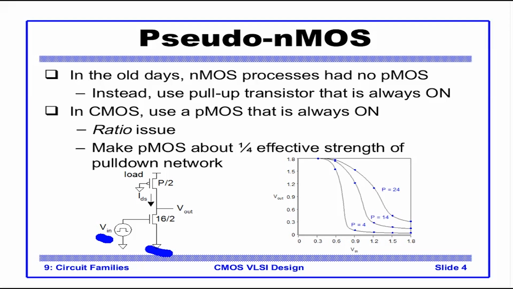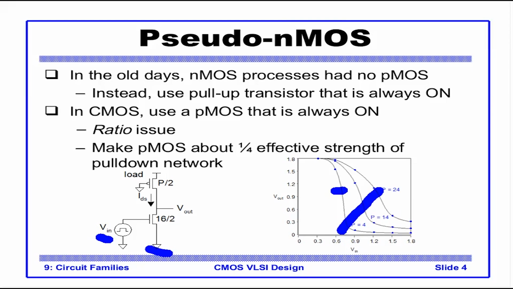As we go here, we see that the gate is becoming more and more skewed. What do we want? We want the characteristic to be as close to the unit CMOS inverter, which is this one on this side. So the rule of thumb is that we make the PMOS 1/4 the effective strength of the pull-down network. In a typical unit inverter, if the NMOS is X, the PMOS is 2X. Now we make the PMOS X/4 compared to the NMOS. Earlier it was 2X, now it goes to X/4.